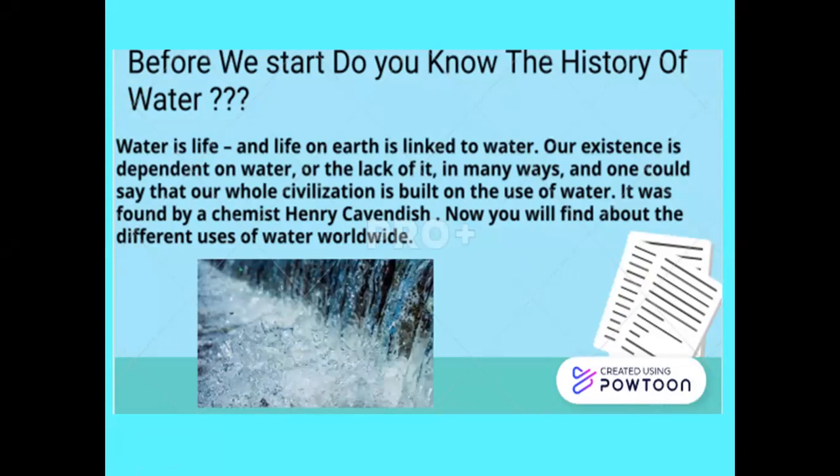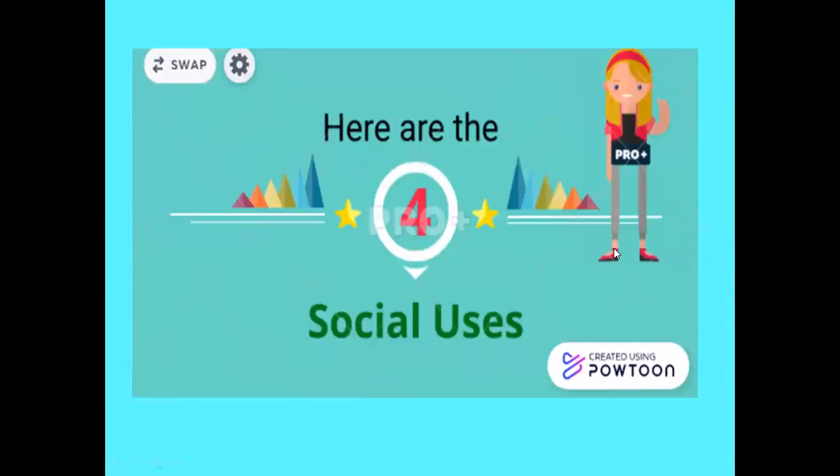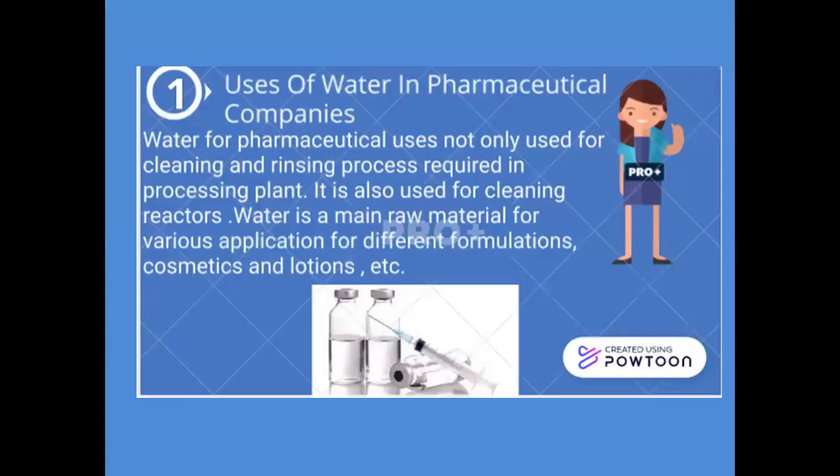Let me explain. Our existence is basically dependent on water, which means that we cannot even live without water or the lack of it. We use water in our daily activities in many ways, and everyone's life, all living things, and the earth's life are linked to water. Next, let's get started with our uses. Here are the main 4 uses.